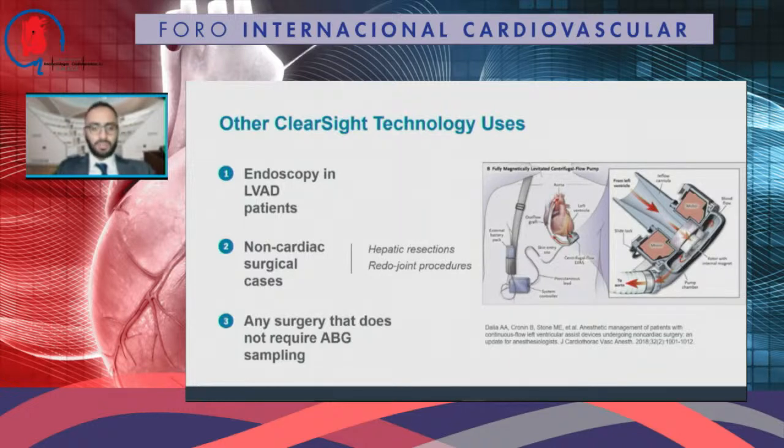We're using the ClearSight technology. In the ICU, if patients have difficult arterial access, the ClearSight allows them to be a little bit more mobile while still being able to wean them off of pressors. And then lastly, the umbrella theme here is that for any surgery that does not require ABG sampling, where you're on the fence about whether to put an arterial line in or not, this device can fit that component.